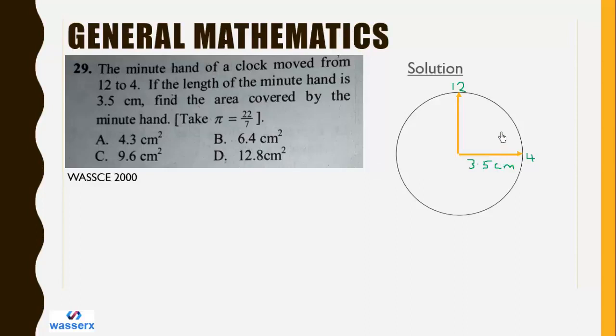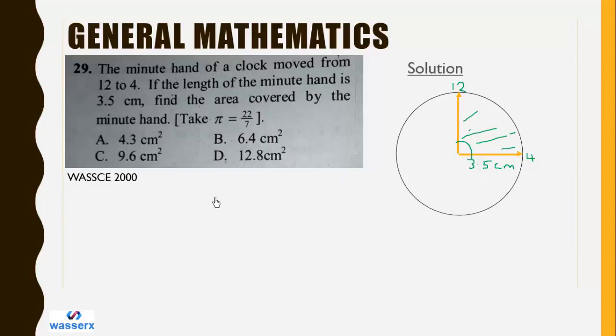So no one will tell you that you should use your knowledge from circles. So what they are looking for is the area of this shaded region, the area of this sector. That is what you are looking for. So we can decide to find the angle over here, then use theta over 360 to find the area of the shaded region, which is the sector.